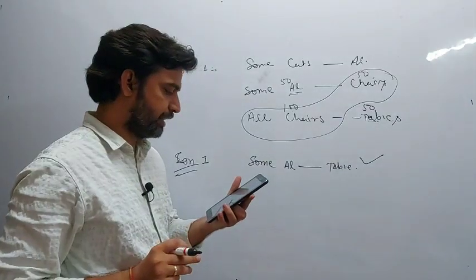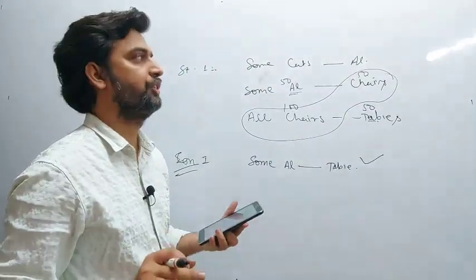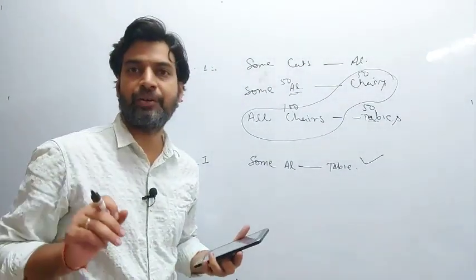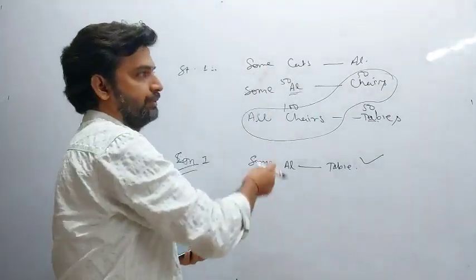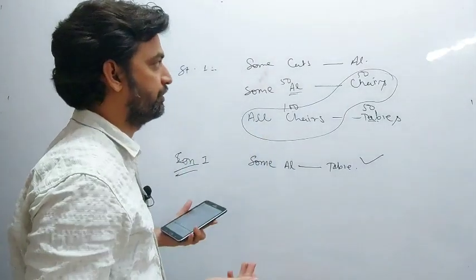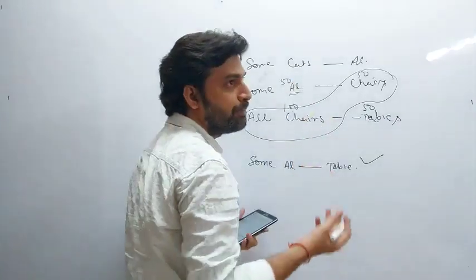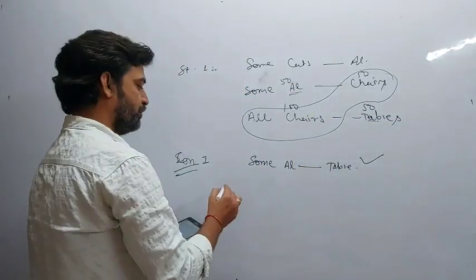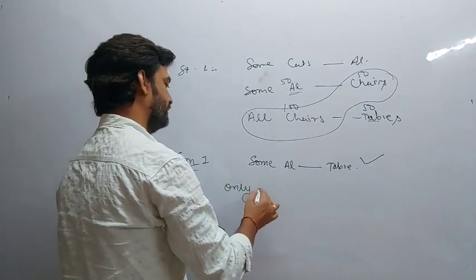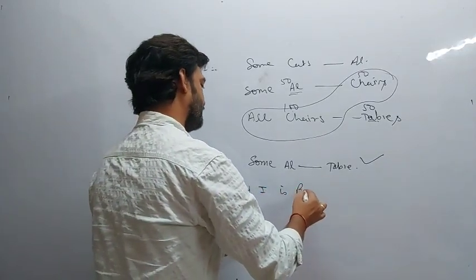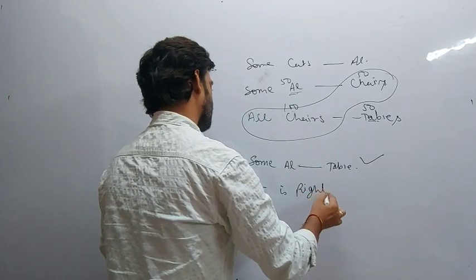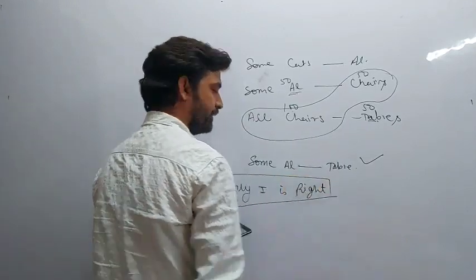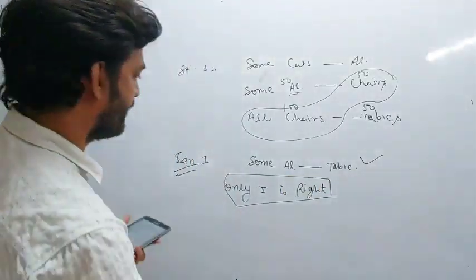Coming to the second one, it says that some cats may not be chair. We never draw a conclusion on the negative part when all are given positives. Some cats may not be chairs, or it could be maybe chairs, right? So we never draw the conclusion on the negative part. So the answer is: only one is right. Only the first is right. Clear? Coming to the next question.